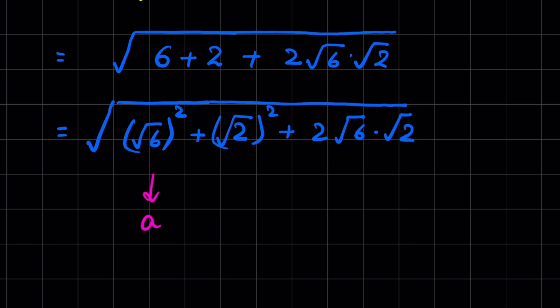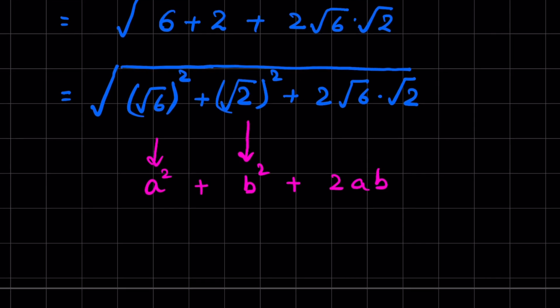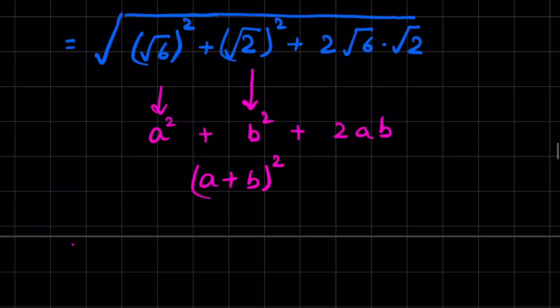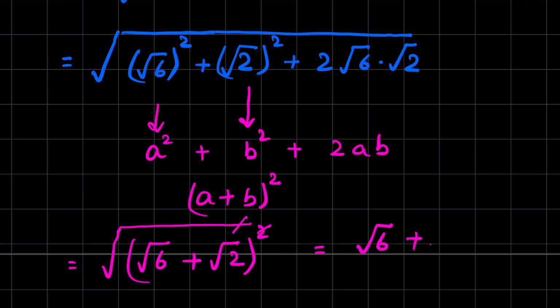Now if square root of 6 is a and square root of 2 is b, then this is in the form of a square plus b square plus 2ab, and this is an algebraic expression. We can write it as a plus b whole square. So this will be square root of 6 plus square root of 2 whole square, under square root. Now remove this square root with this square. So we have square root of 6 plus square root of 2. This is our answer.